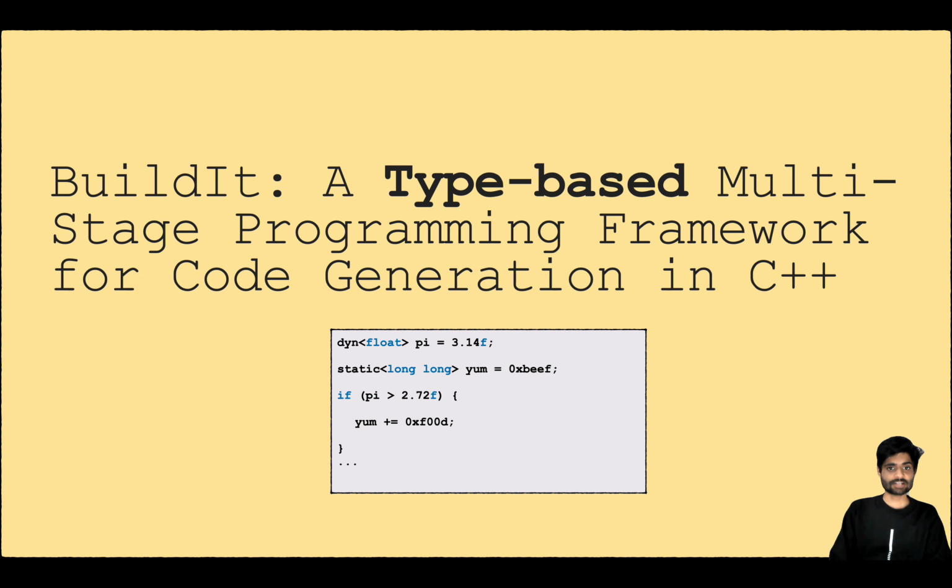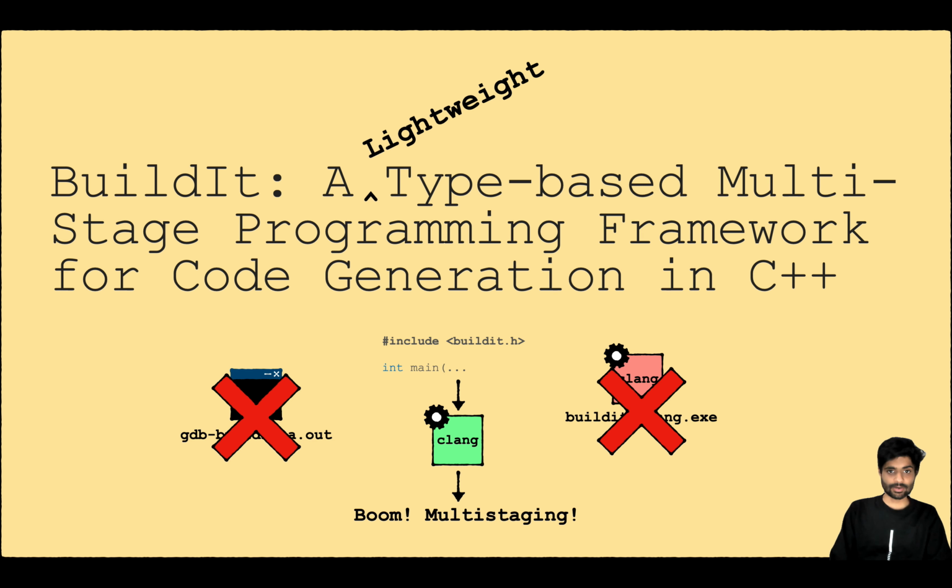BuildIt uses a type-based approach, which means that the declared types of the variables and the expressions are used to decide what stage they would be evaluated in, as shown here. BuildIt also uses a lightweight library approach, which means that you do not need a specialized compiler or an execution environment. You can use BuildIt just as any other C++ library with a standard compiler.